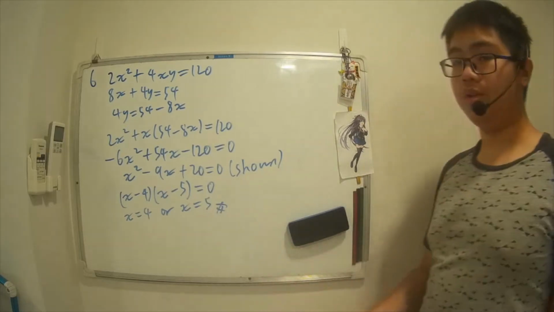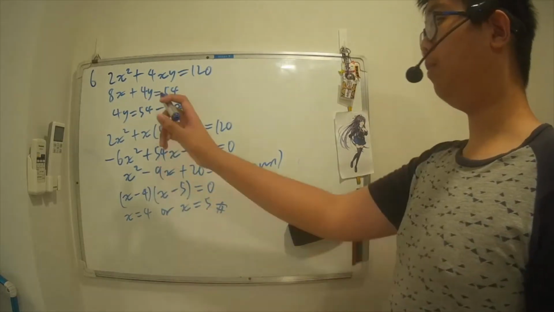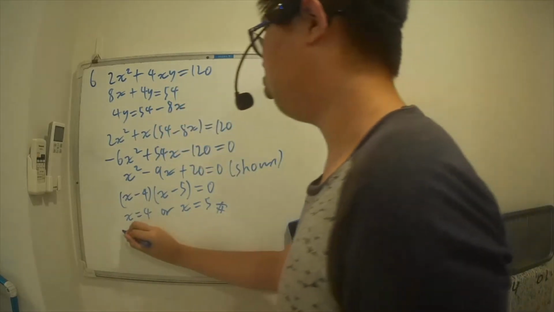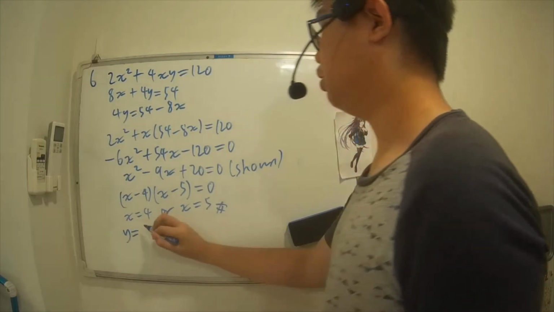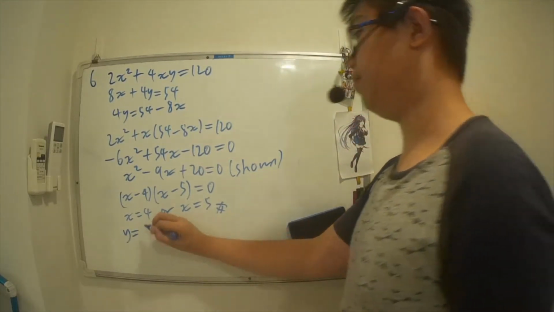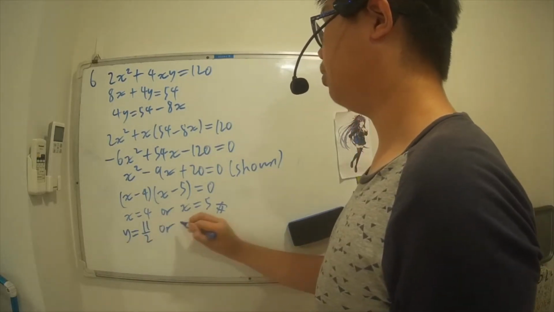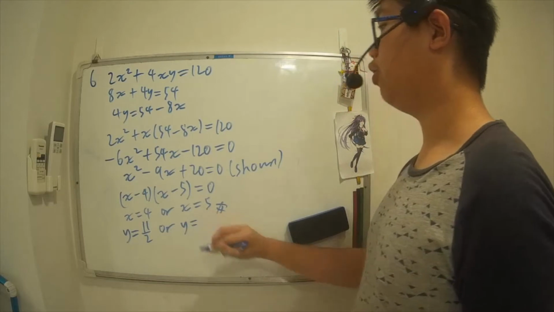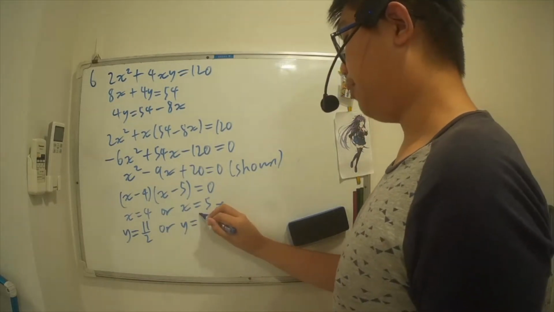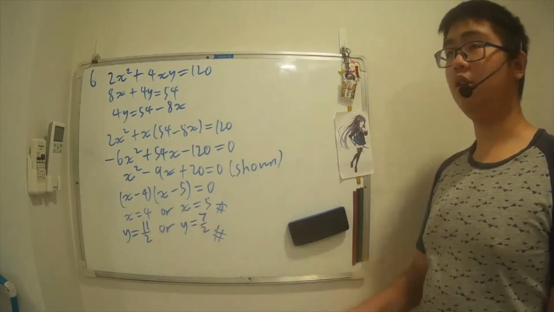We'll just substitute these back into here to find out our y, right? So we have 54 minus 32, which is 22. So y should be equal to 11 over 2. Or, in this case, where x is equal to 5, y will be equal to 14 divided by 4, which is 7 over 2. Okay? And yeah, these are corresponding values of x and y.